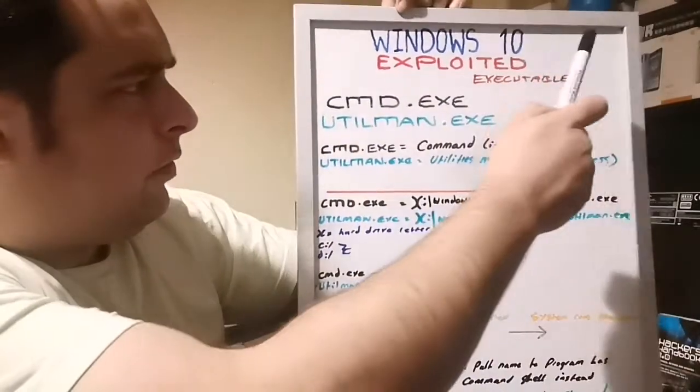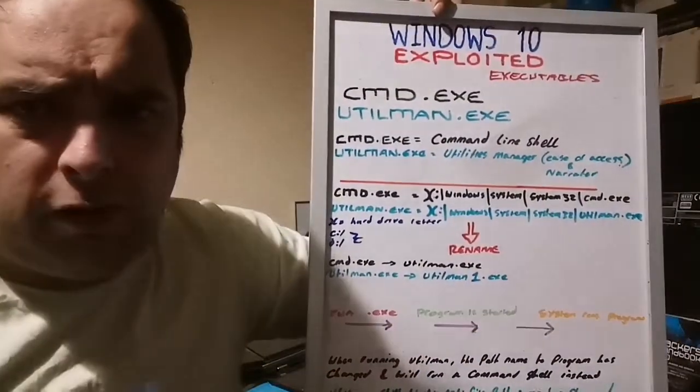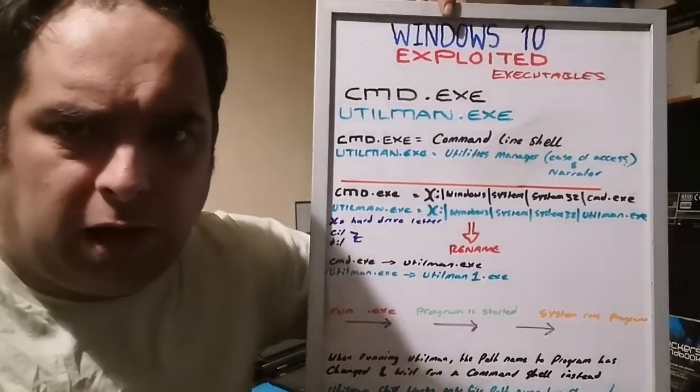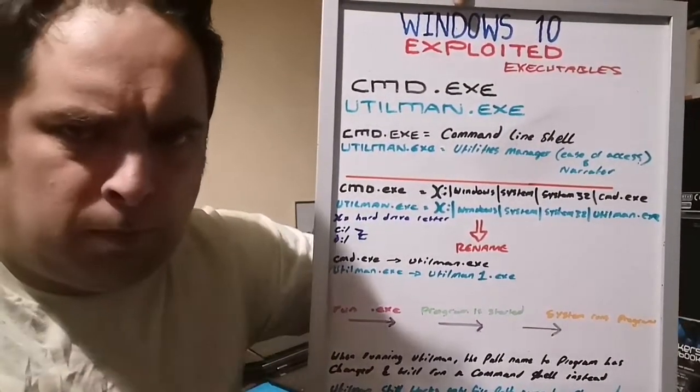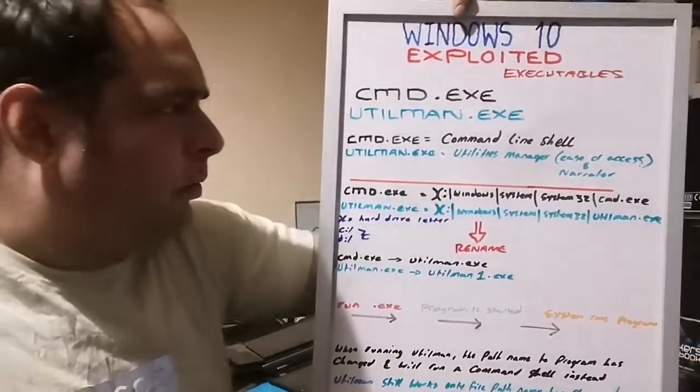So this is obviously for Windows 10, where it's exploited, but this one is our executables, and I did say we were going to key this by hand. This is what I mean. Right, I'll explain basically what's going on.